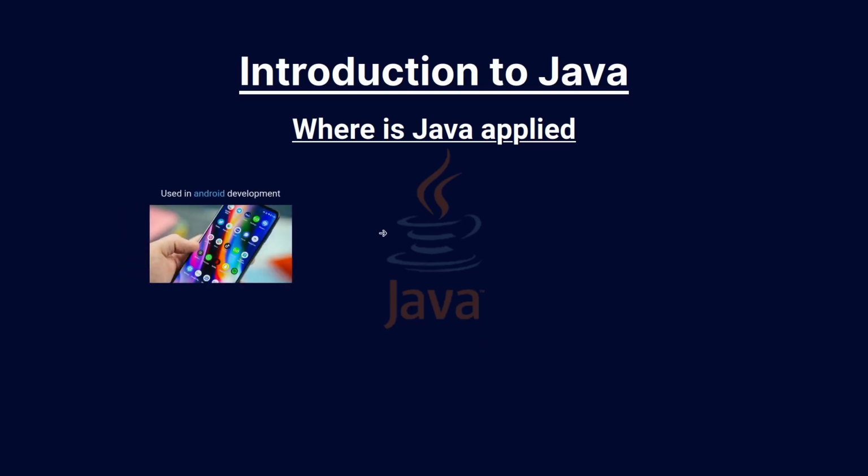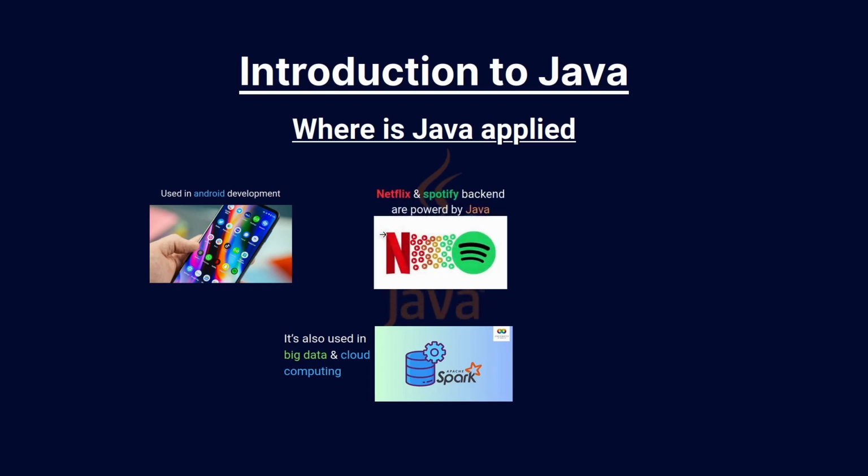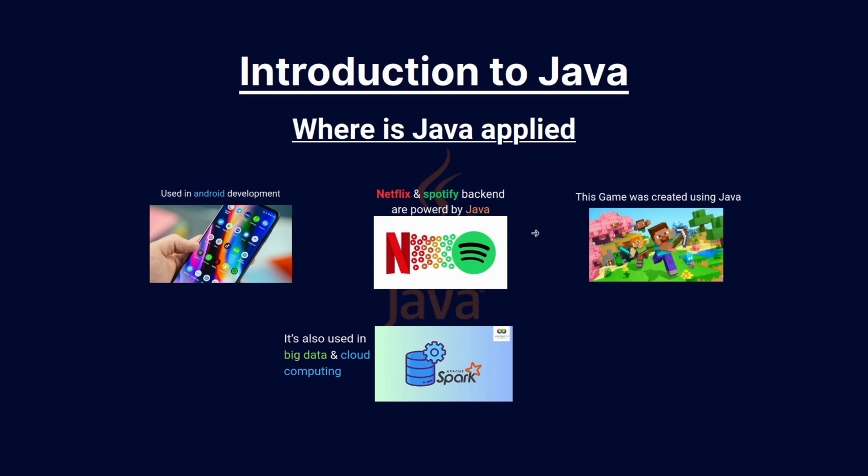First of all, Java is used in Android development. It is also used in big data companies like Apache Hadoop and Apache Spark. It is also used in web development companies like Netflix, Spotify, LinkedIn, and some parts of Amazon use Java as their backend. Also, you can use Java in game development. For example, the first version of Minecraft was written in Java.